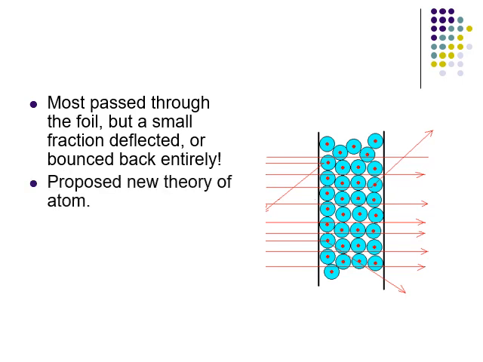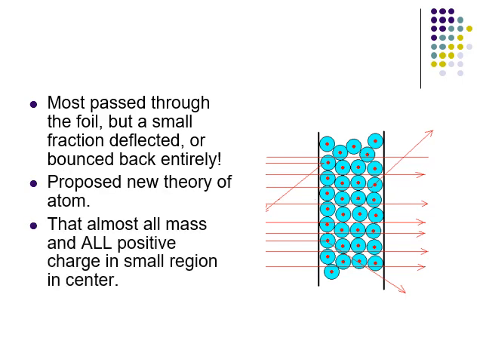So all in all, this said that there was a lot of mass and positive charge in a really small area in the atom. And that small area in the center of the atom, where all the positive charges and a lot of the mass are, we call the nucleus.